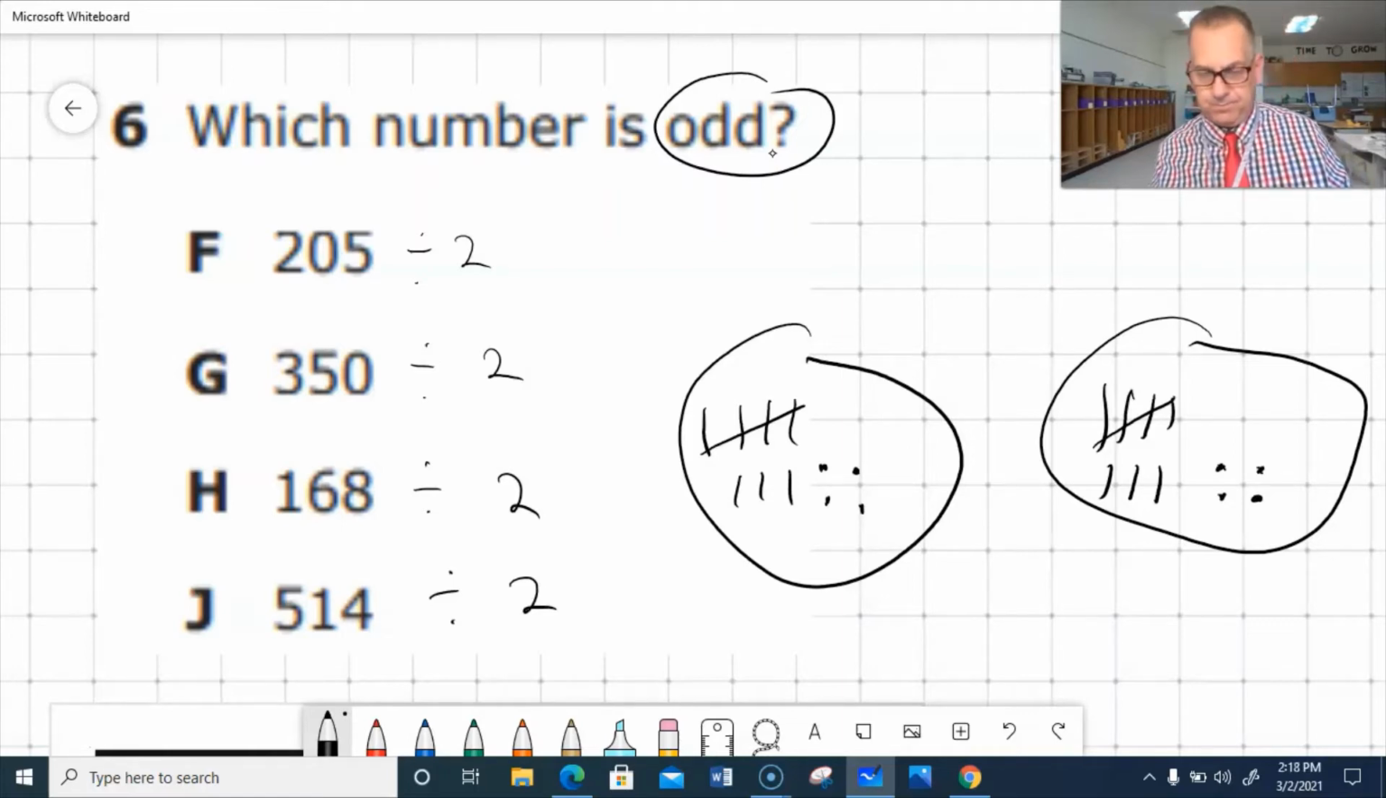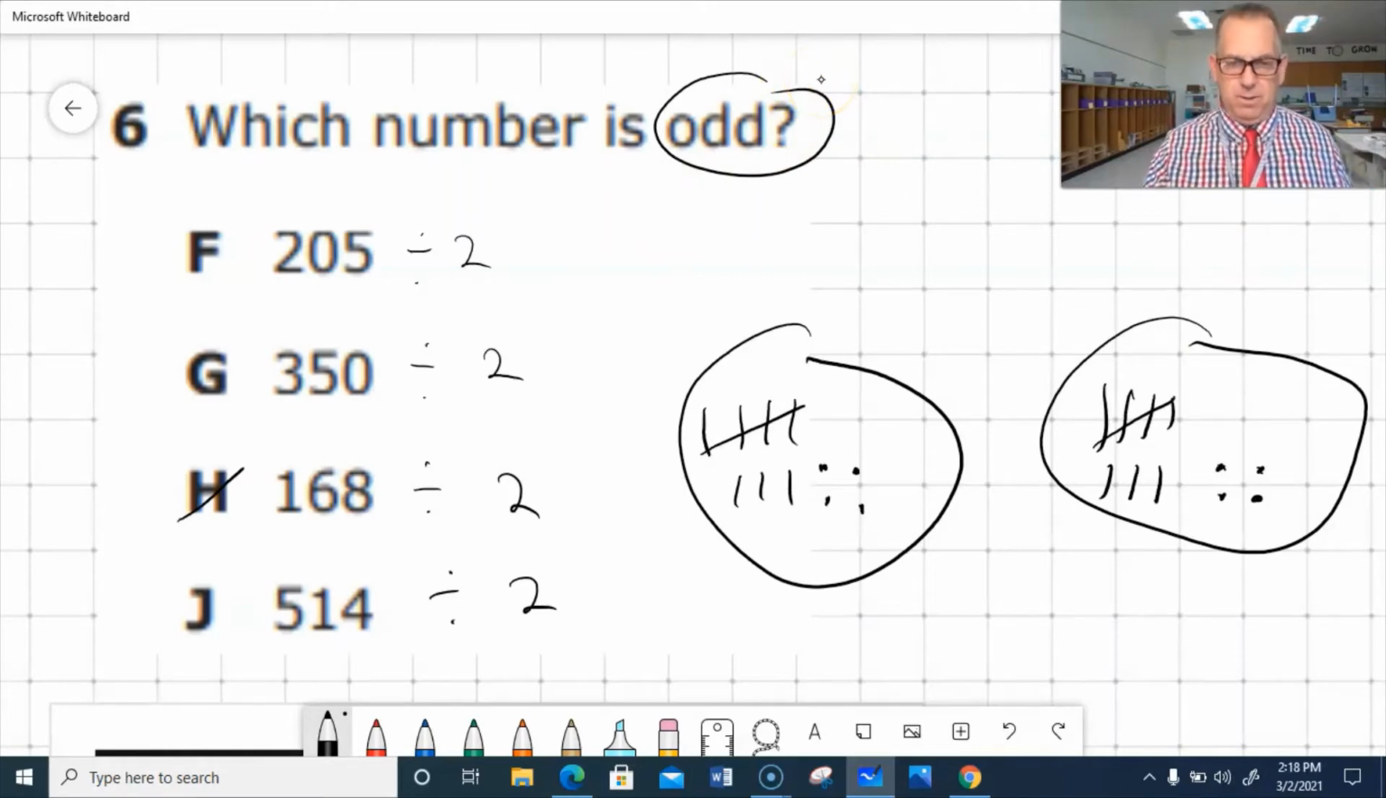So you can see when I divided those 2 numbers, I had an equal amount in each group. It looks like I have 84 in that group and 84 in that group. So that number would be an even number. It would not be odd. If it's not even, it automatically becomes an odd number. So that is an even number, so that would not be my odd number.